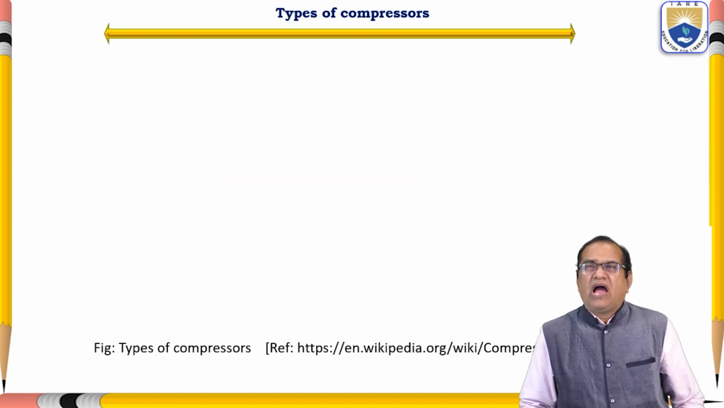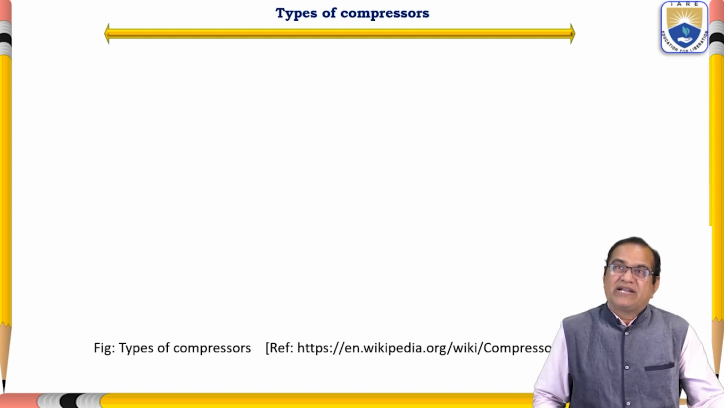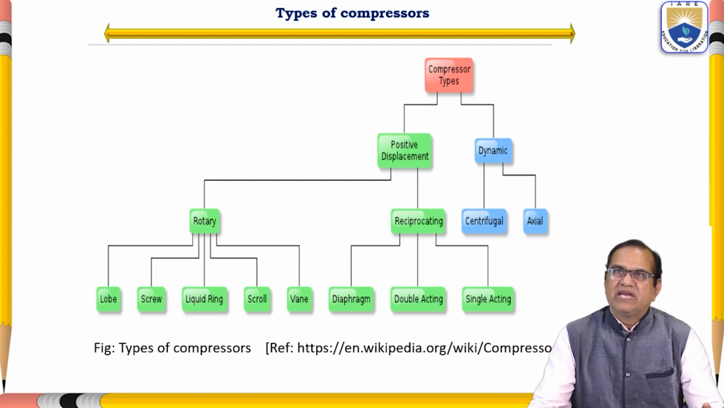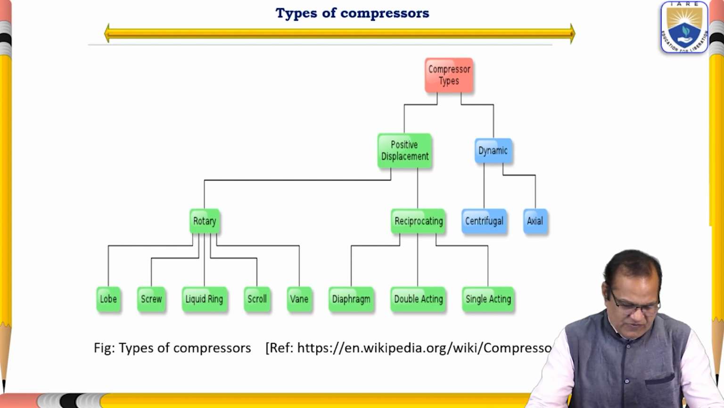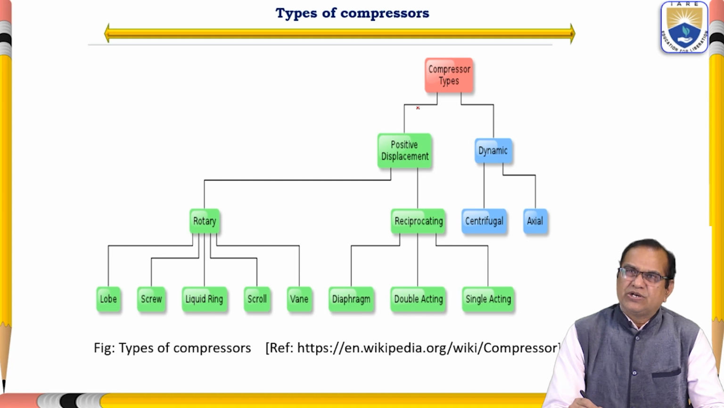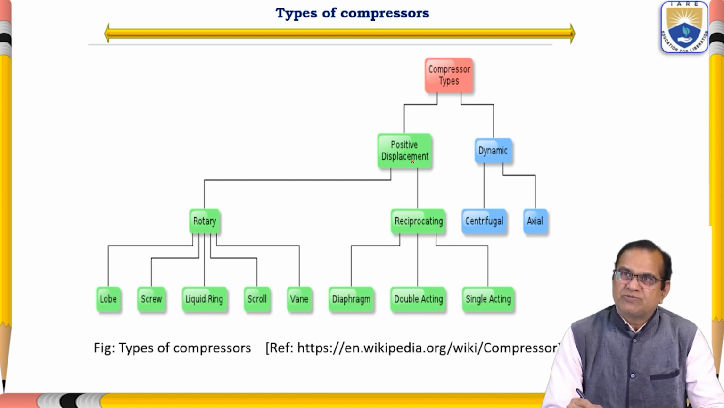Now I will discuss the types of compressor. Here we have a chart, which I have taken from the Wikipedia page on compressors. Here we have the compressor types. We can divide them into two groups: one is positive displacement and the other is dynamic.